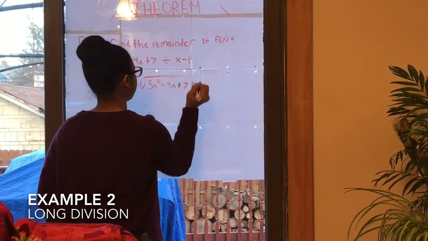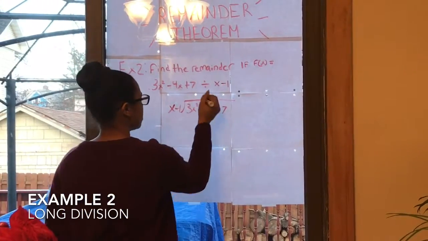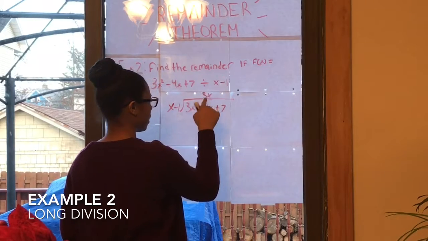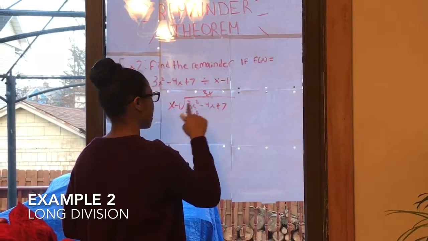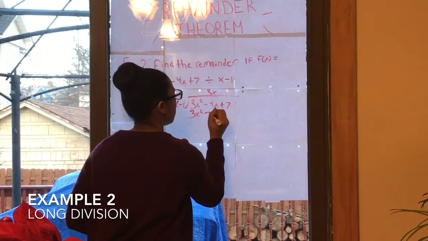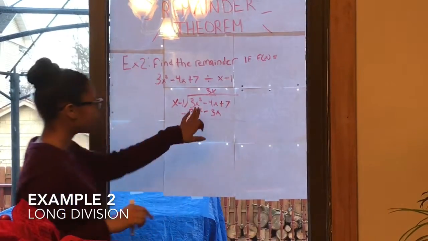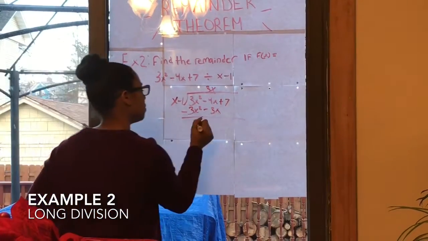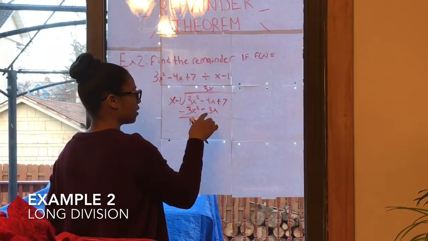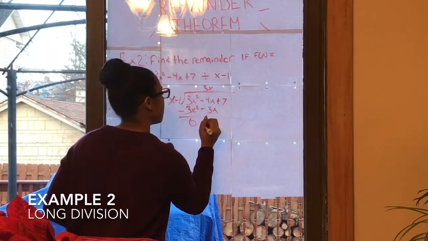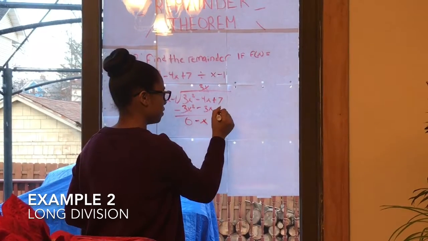And then our next step is to find out what times x gives us 3x squared, which in this case is 3x. So we're going to take 3x times x, which gives us 3x squared. And we're going to take 3x times negative 1, which will give us negative 3x. Then we're going to subtract. So 3x squared minus 3x squared is 0. And then negative 4x minus negative 3x gives us negative x. And then we're going to bring down the 7.